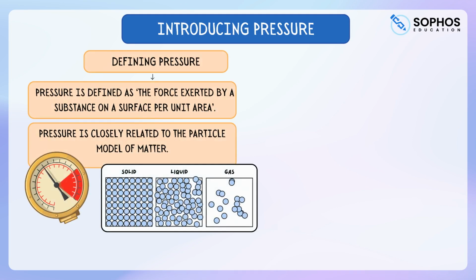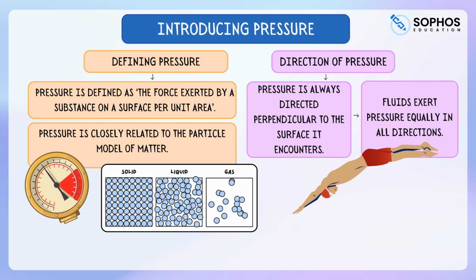In today's lesson, we delved into the concept of pressure in fluids, including both gases and liquids. We reviewed that pressure is defined as the force exerted by a substance on a surface per unit area, and discovered that this pressure is always directed perpendicular to the surface it encounters. We learned that fluids exert pressure equally in all directions, which was illustrated using the example of a swimmer diving into a pool. We also revisited the formula for calculating pressure, which is pressure equals force divided by area.